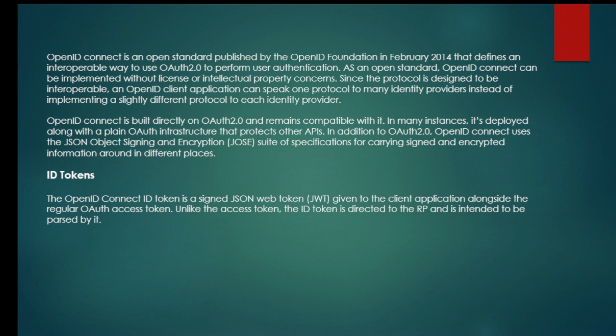OpenID Connect is an open standard published by the OpenID Foundation in Feb 2014 that defines an interoperable way to use OAuth 2.2 to perform user authentication. As an open standard, OpenID Connect can be implemented without license or intellectual property concerns, since the protocol is designed to be interoperable. An OpenID client application can speak one protocol to many identity providers instead of implementing a slightly different protocol for each identity provider.